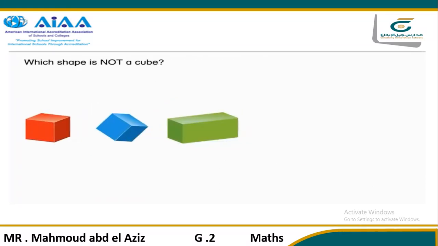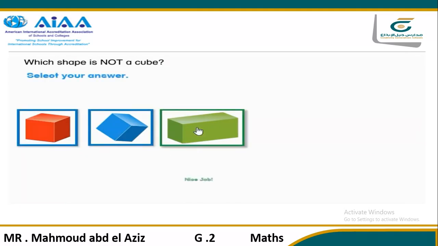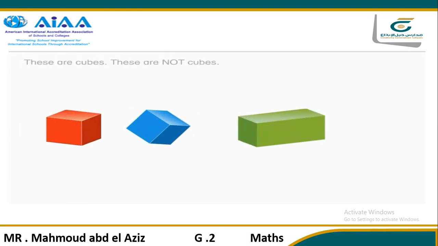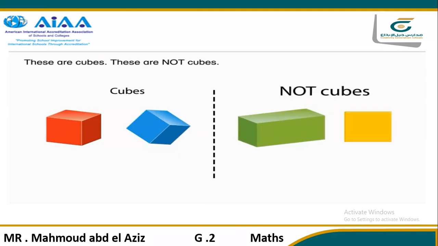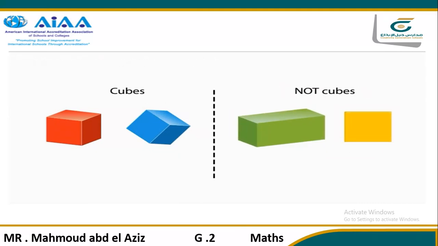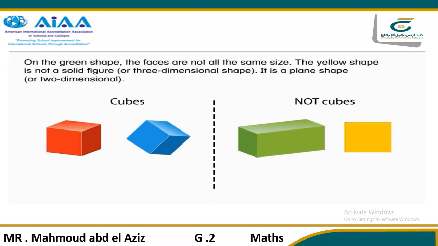Which shape is not a cube? Select your answer. These are cubes. These are not cubes. Why is the green shape not a cube? Why is the yellow shape not a cube? On the green shape, the faces are not all the same size. The yellow shape is not a solid figure or three-dimensional shape. It is a plane shape or two-dimensional.